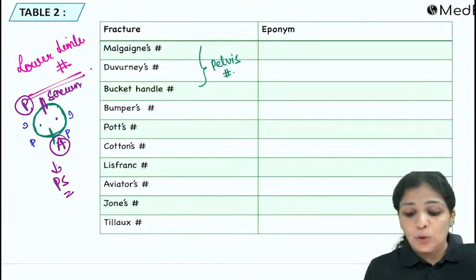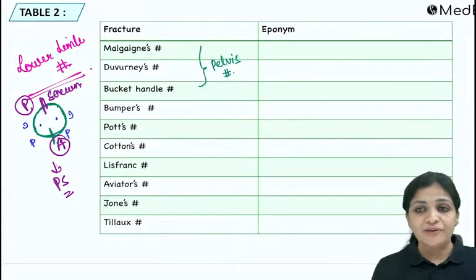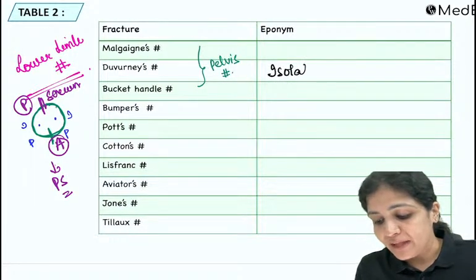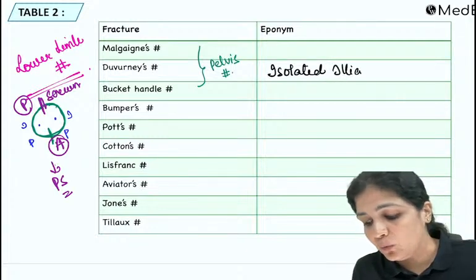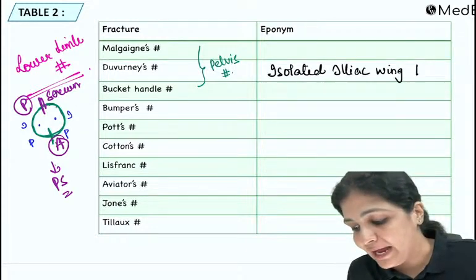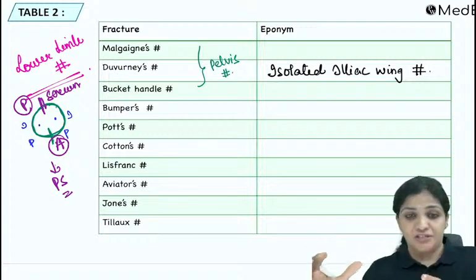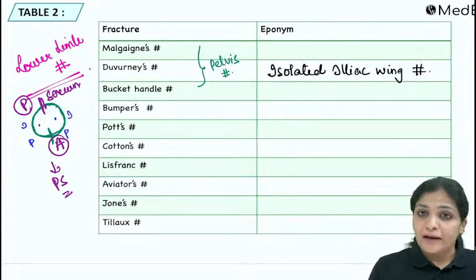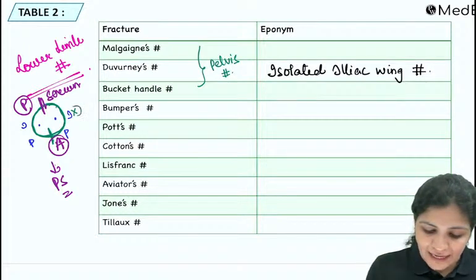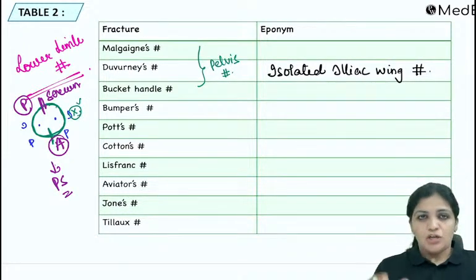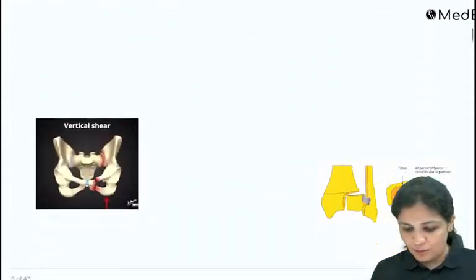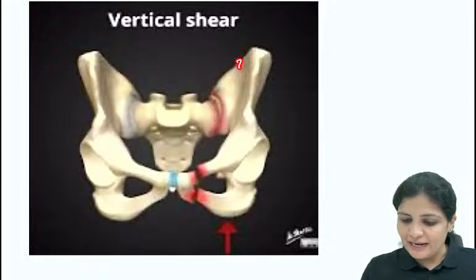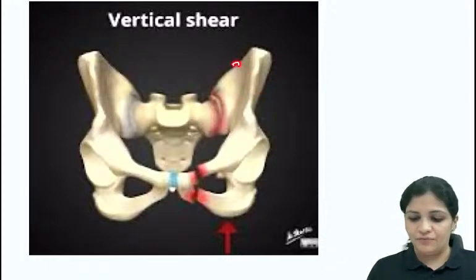So whenever I say Duvernay's fracture, the second one, not the first one, it is nothing but an isolated iliac wing fracture. That means if I go back to the basics, that is the ring. I have told you that there is an isolated ring fracture. If you imagine the pelvis as a round-like structure, let us take the example of this pelvis here. And now I told you this is an isolated iliac wing fracture.